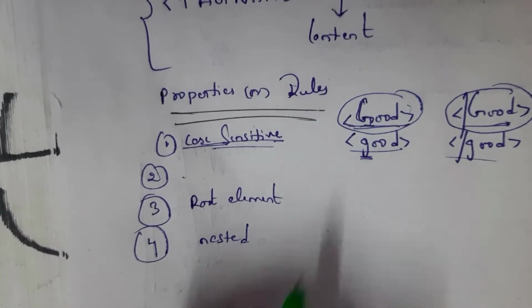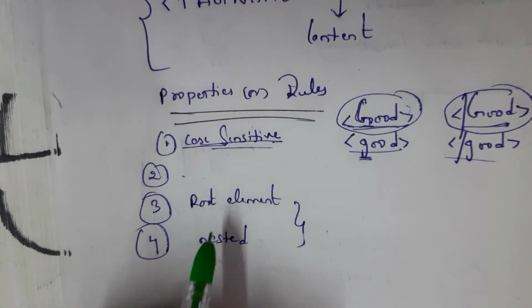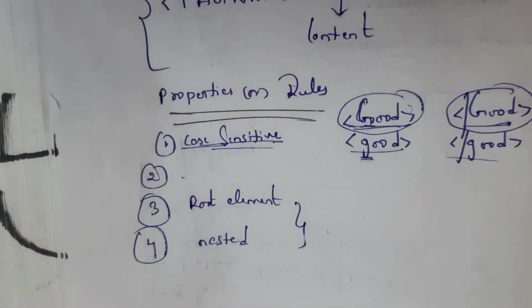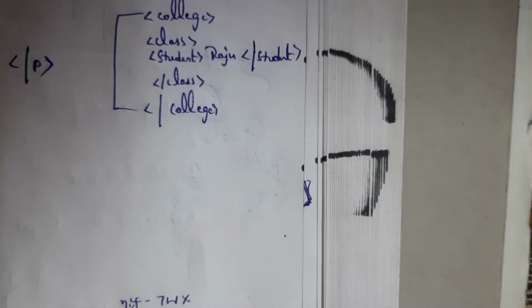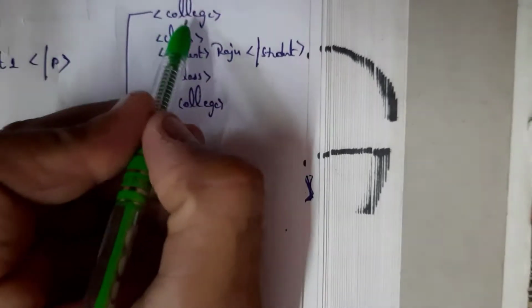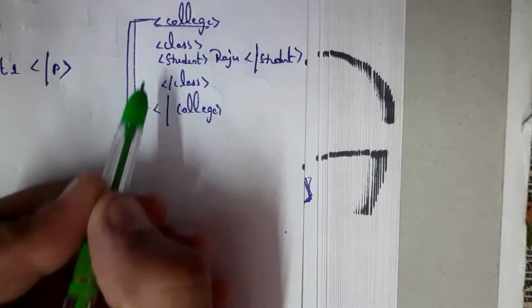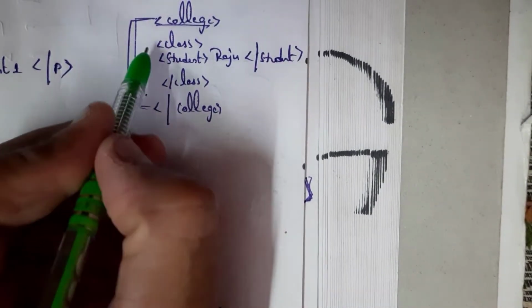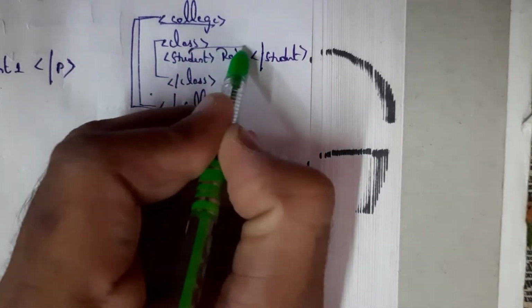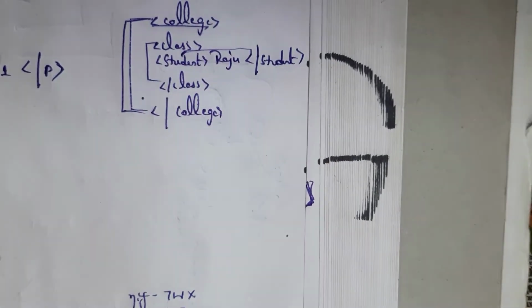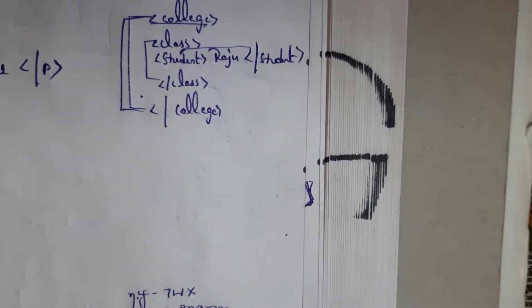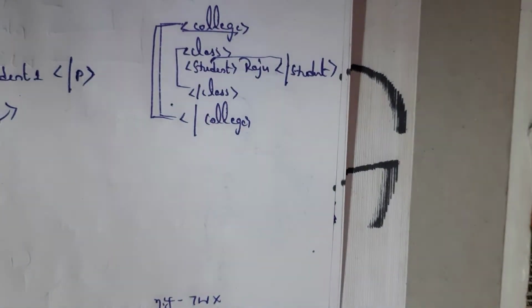I will show an example so that you can clearly understand the third and fourth properties. See this example. In this, college is the root element, and inside college there is class and there are students. This is known as nested. Nesting means inside one tag there is another tag.